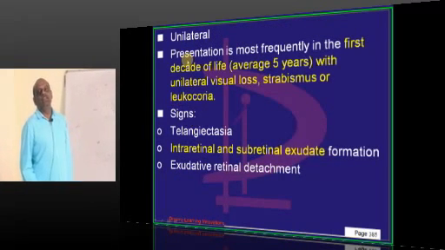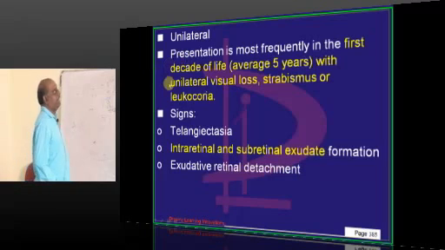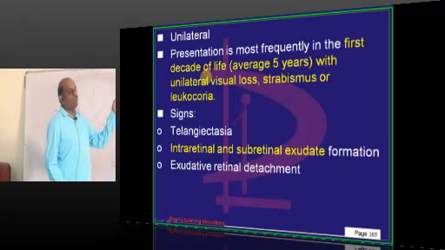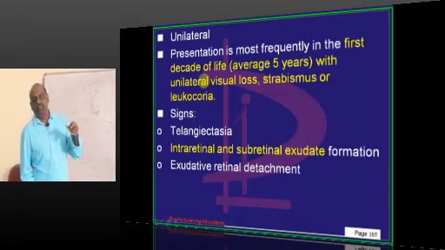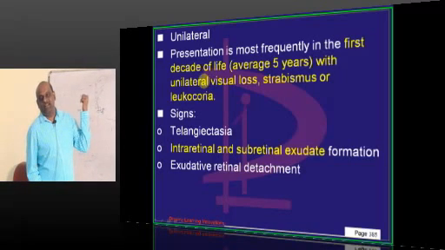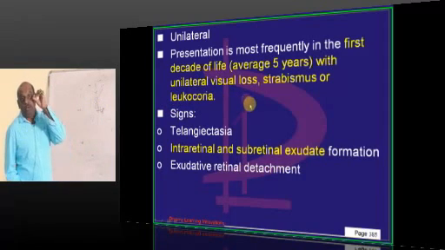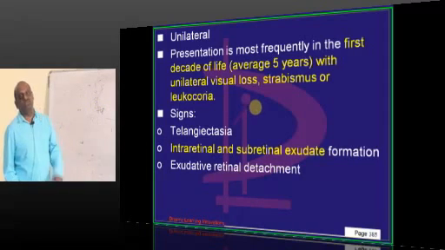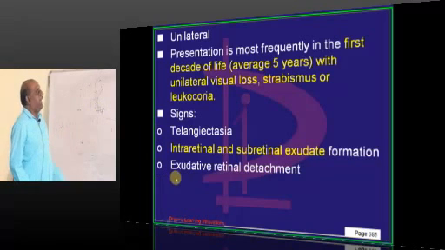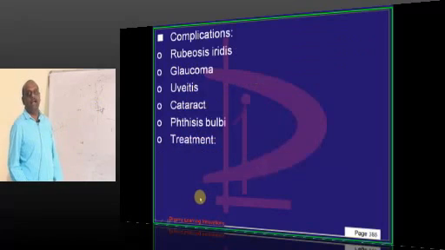It is unilateral, that is another classical feature of it. And it is in the first decade of life that patients present with, as in this classical clinical case in AIIMS May 2014: unilateral visual loss, strabismus, or leukocoria like retinoblastoma. You see the white reflex, leukocoria. That will be the presentation because of Coats disease. And if you examine, you will discover those telangiectasias, exudative retinal detachment, etc.